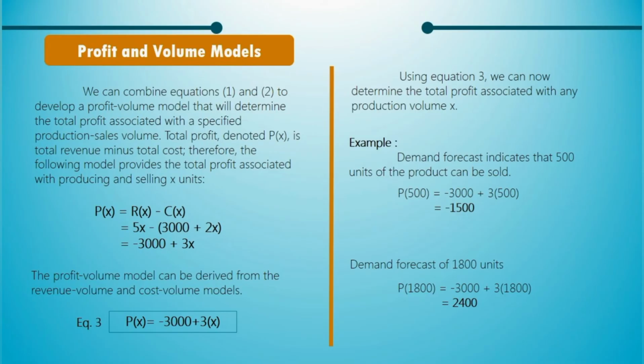For example, the demand forecast indicates that 500 units of the product can be sold. So using equation 3, negative 3,000 plus 3 times 500, 3 times 500 is 1,500. So negative 3,000 plus positive 1,500 equals negative 1,500. So the manager can know that if they are just going to produce 500 units, then they will not gain, or they will result in a loss.